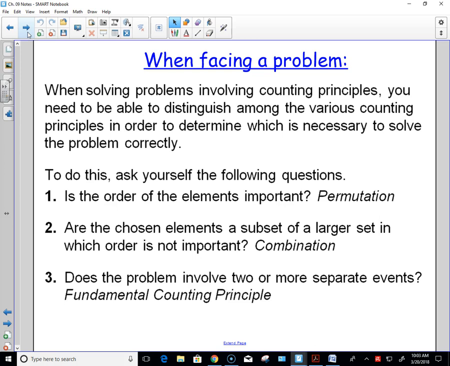When solving problems involving counting principles, like addition and multiplication, repetition, no repetition, etc., you need to be able to distinguish among the various counting methods in order to determine what to use when. One of the hardest things in probability is figuring out what to use to solve the question that you've been given.